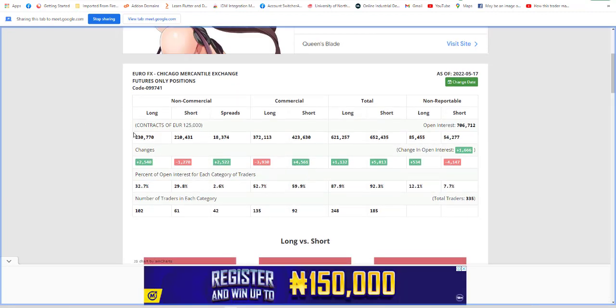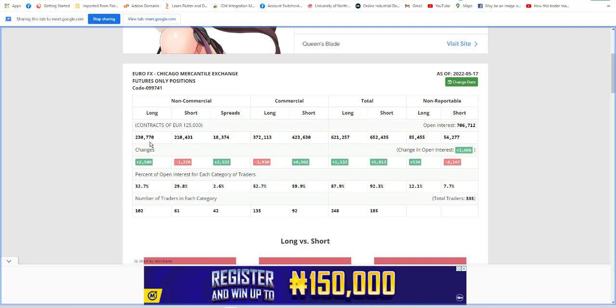Now let's take a look at this data. For Euro long, what do we see here? We see 230,770 and short 210,431. So just at a glance, we already know that we have more long positions than short positions. This in itself is telling us that people are buying more of euro than they are selling it. But it doesn't stop there. We need to go to the changes and check.